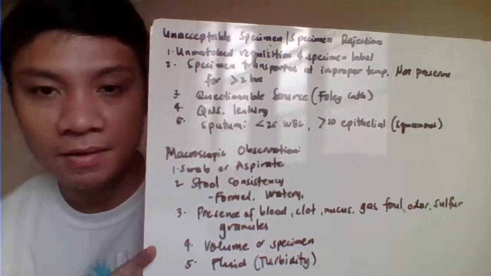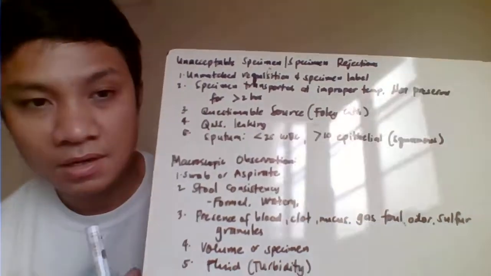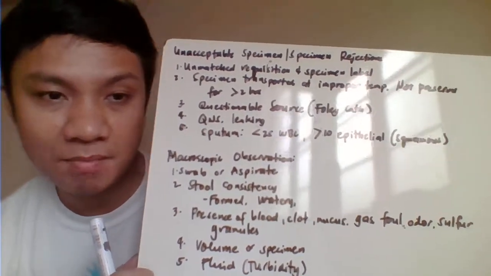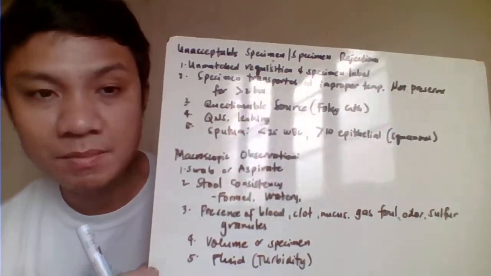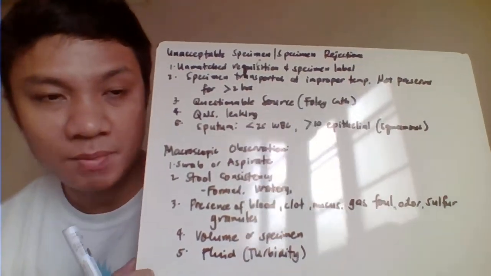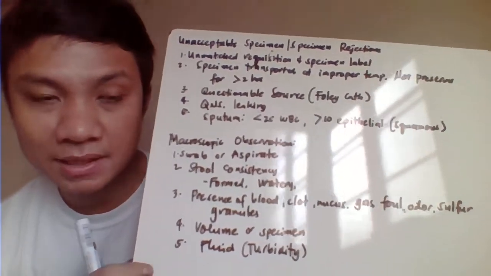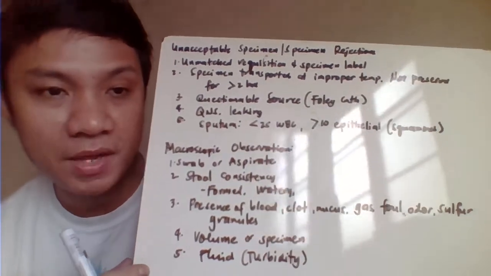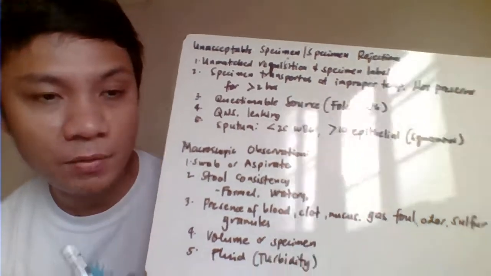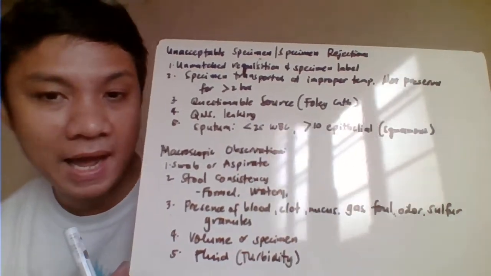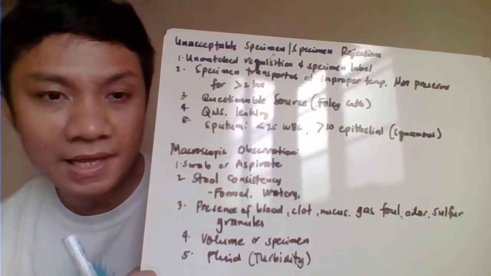Okay, we have here the grounds for rejection of the specimen. The first one is an unmatched requisition slip with the label of the specimen. We're not sure which one is correct, so reject. The second is a specimen not properly preserved, or a specimen that is already more than 2 hours without preservative, or a specimen that has not been stored at the proper incubation or storage temperature. The third is a questionable source of specimen, like your foley tip. Then we also have QNS, quantity not sufficient.